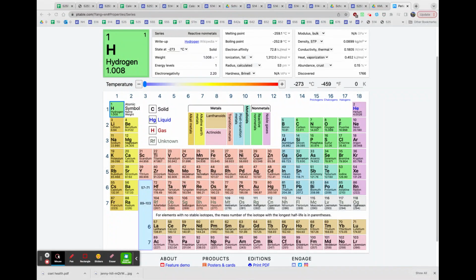pTable is an example of a database app. It's an application that takes data and makes it more visual so we can start to ask interesting questions. So for example, in this database here, obviously the colors tell us something. They tell us basically the classifications of the elements.